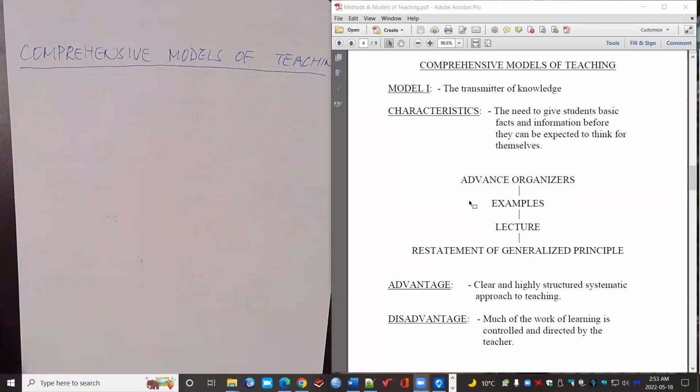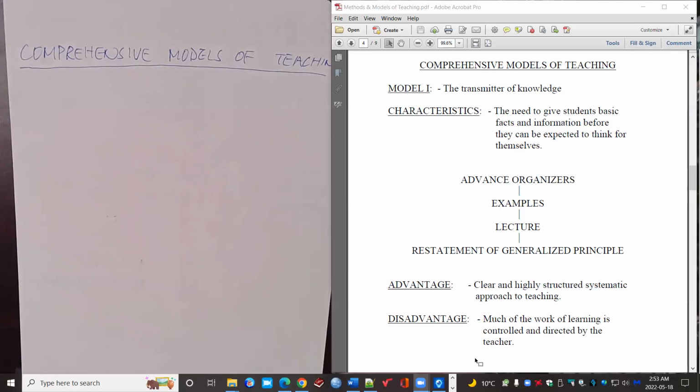Now, take a look at the advantage here. The advantage is the clear and highly structured systematic approach to teaching. So that's good, right? The disadvantage is that much of the work of learning is controlled and directed by the teacher. The students are simply passive recipients of information, right? So here, an example of model 1 is Ausubel's expository teaching or receptive learning.